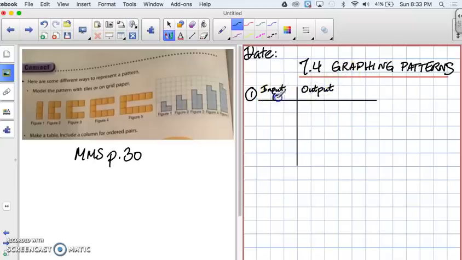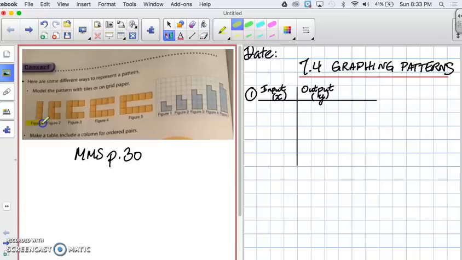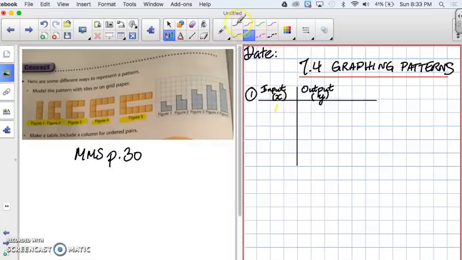Now this time we know that the input is x, and this time we'll call the output values y, okay? This will be significant later on once we plot the values on a graph. So in this case, our input numbers are represented by the figure numbers. I'm just going to highlight that here. So we have figure 1, figure 2, 3, 4, 5. So our table of values will only go from 1 to 5 here. So for x, and I'm going to use pencil here, 1, 2, 3, 4, 5.